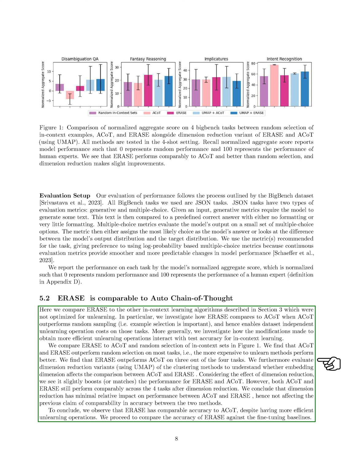We also explored if reducing the dimension of data, using a technique called UMAP, before clustering would affect the performance comparison between ACOT and ERASE. It turned out that dimension reduction slightly improved or matched the performance for both methods, but overall, it didn't significantly change the performance comparison between ACOT and ERASE.